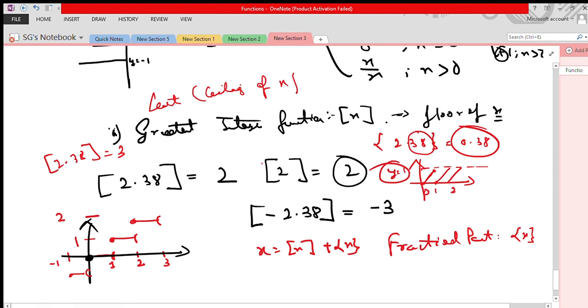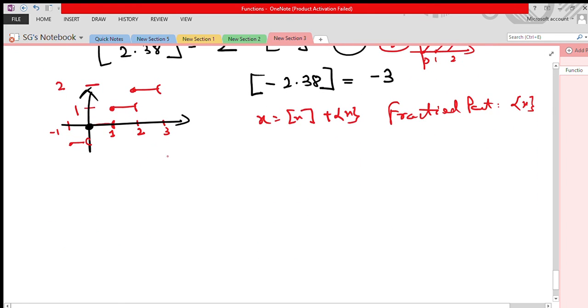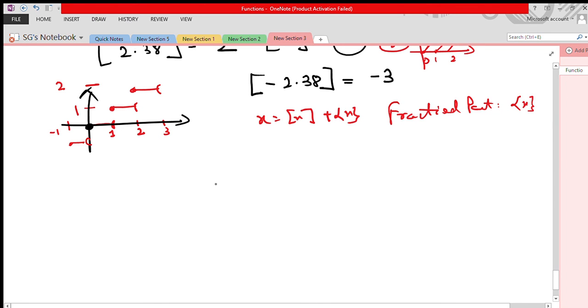Then if you are given minus 2.38, you will get minus 2. Clear? Got it? So these are some exceptional functions. I guess you people have understood what a mapping is. I will take another lecture where I will completely go through each of these exceptional functions as well as their graphical representation.